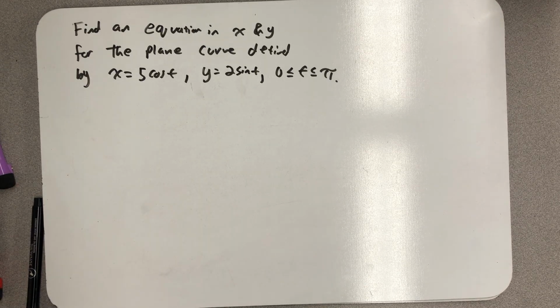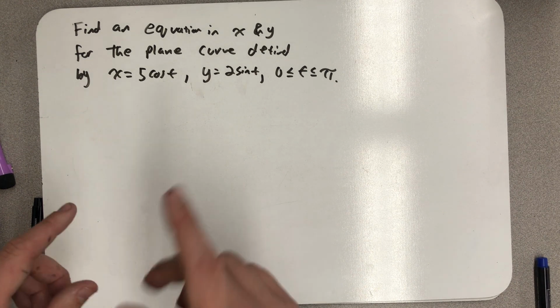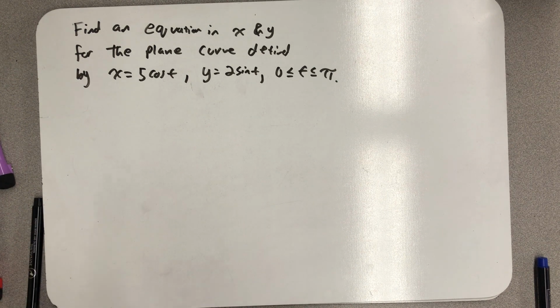Find an equation in x and y for the plane curve defined by x equals 5 cosine t, y equals 2 sine t, when t is between 0 and pi. So in our last video, we eliminated the parameter by solving one of the equations for t and substituting it in the other equation. That's a good strategy, but not the best one here.